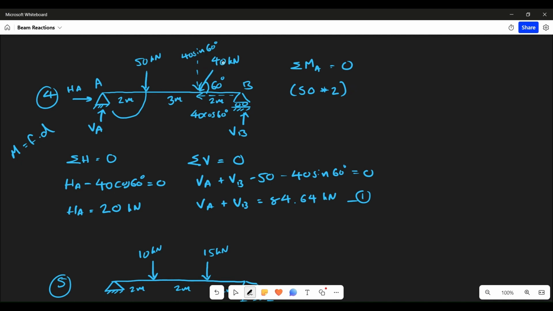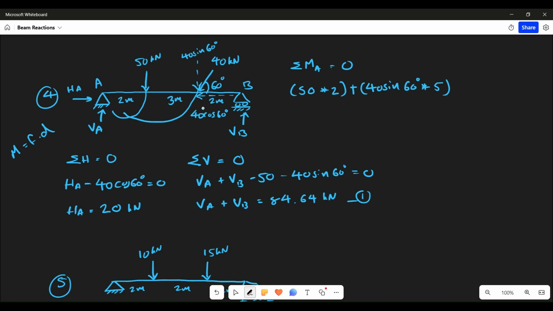Now again, you can't take moment of this 40 kilonewton. You will be taking moments of two components of this 40 kilonewton, that is sine and cos. So first let us take the moment of 40 sine 60. Again, this is going downwards. Take it to point A. This will be a clockwise moment. So positive, force is 40 sine 60 degree, into distance from point A, which is 5. 3 plus 2, 5. Right.